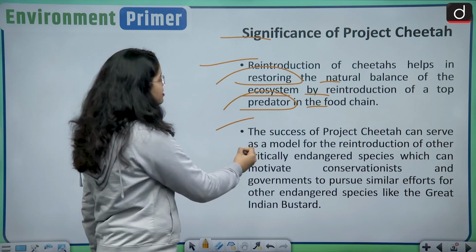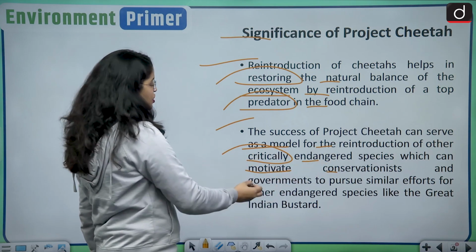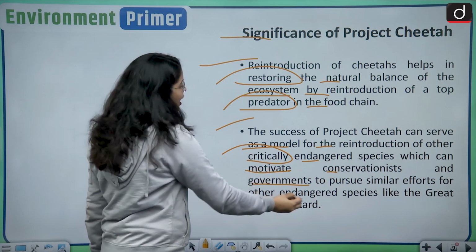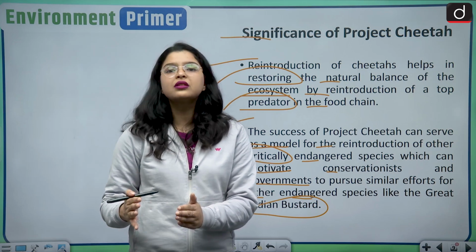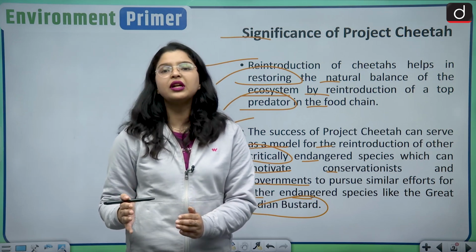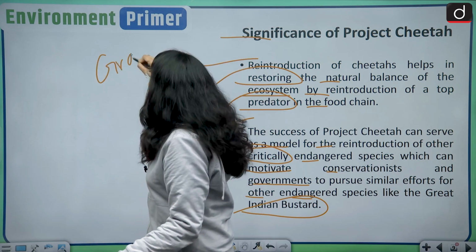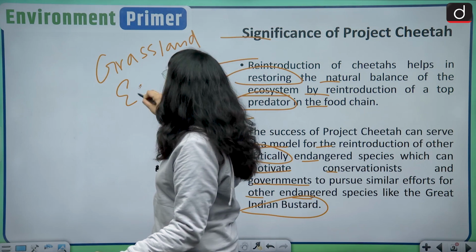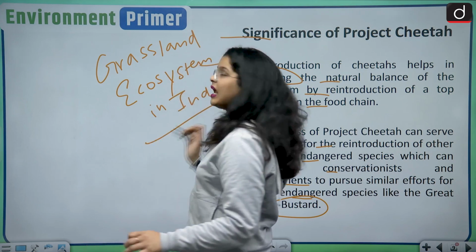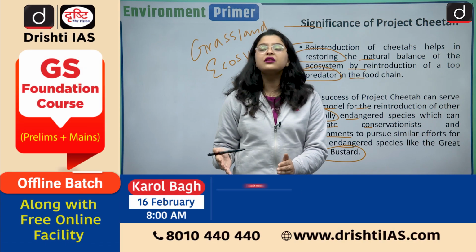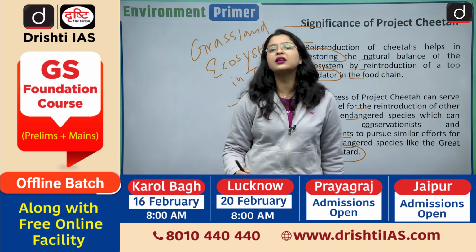The success of Project Cheetah can serve as a model for the reintroduction of other critically endangered species, which can motivate conservationists and governments to pursue similar efforts for other endangered species like the Great Indian Bustard. So basically, it will motivate the government of India to preserve other such critically endangered species in India. And it will also restore the ecological balance in India, because it will promote grassland ecosystem in India. It will also increase awareness about conservation of local species among local communities. So that is why we are so eager to reintroduce cheetahs in our ecosystem.